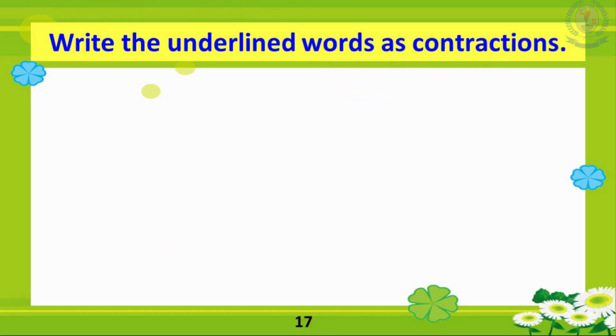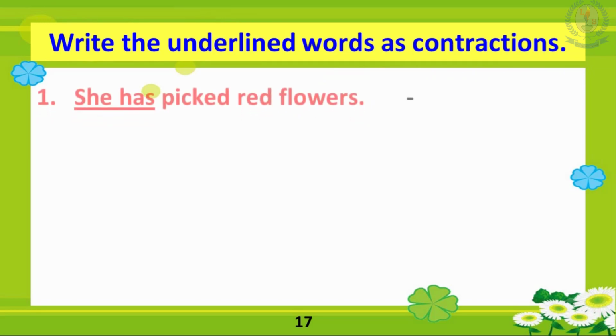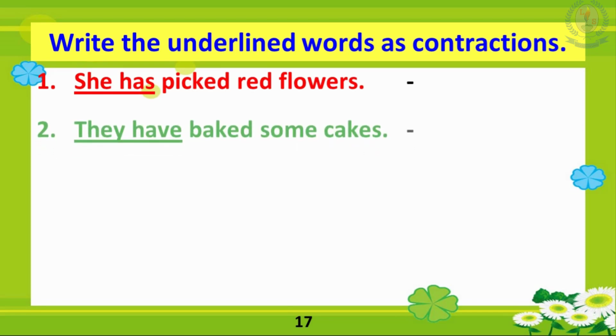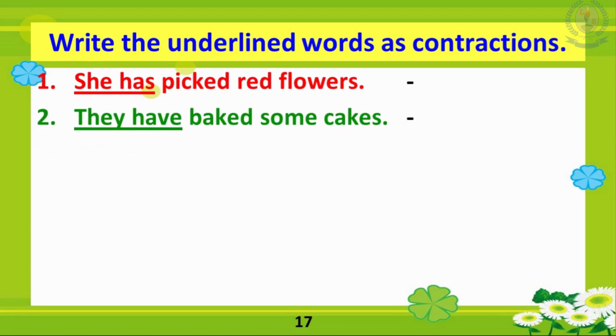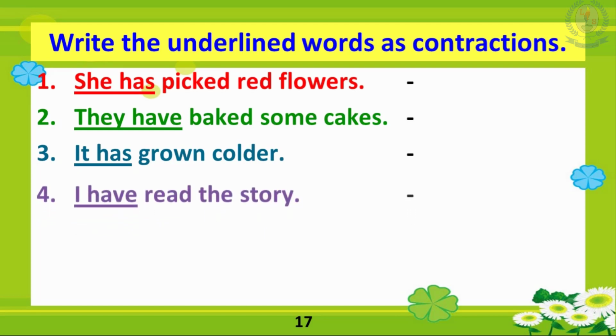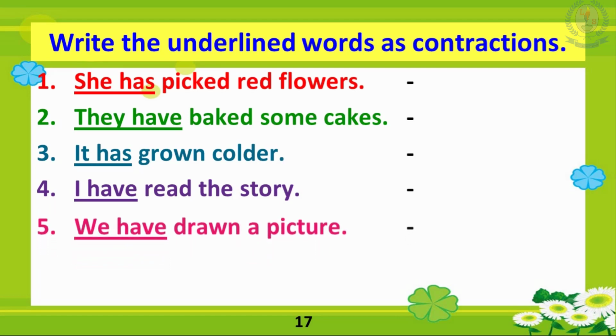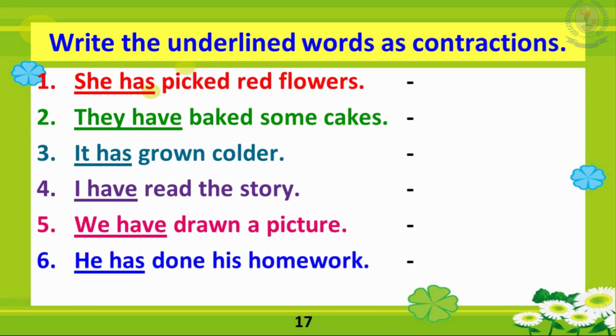Now, can you write the underlined words as contractions? First one, she has picked red flowers. Second one, they have baked some cakes. Third one, it has grown colder. Fourth one, I have read the story. Fifth one, we have drawn a picture. Sixth one, he has done his homework. And seventh one, you have won the game.